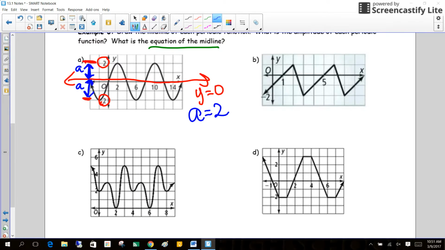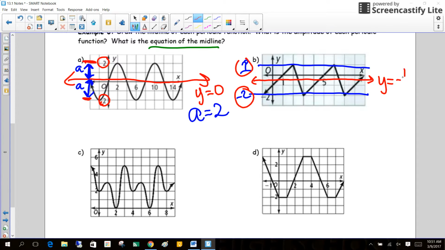Looking at B, we could do something similar. So I've got a maximum up here at 1, a minimum down here at -2. So your midline is halfway in between those, which is going to be this guy right here. Halfway in between a 1 and a -2 is actually a -1/2. So y, our midline, is y equals -1/2. Your midline's always going to have y equals because it's always going to be a horizontal line. You just need to figure out what the value is after. So halfway between 1 and -2 would be a -1/2.